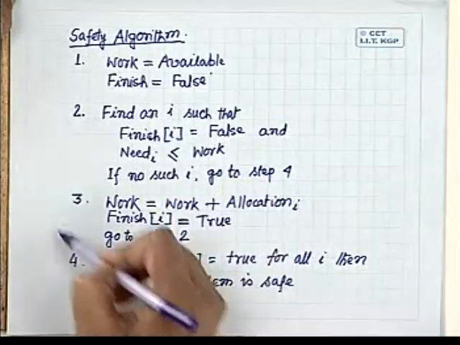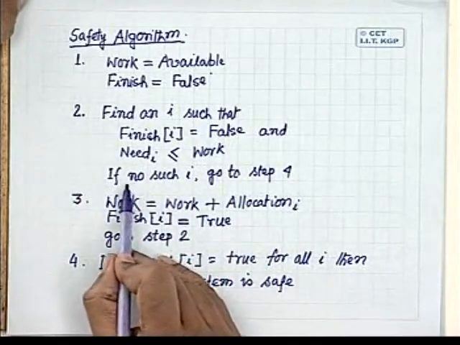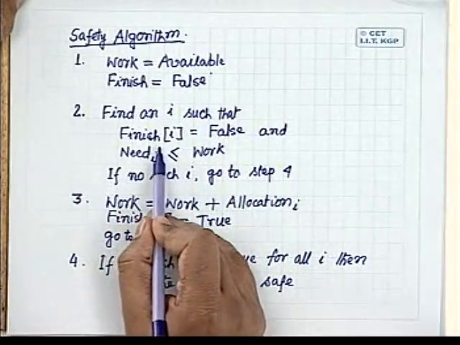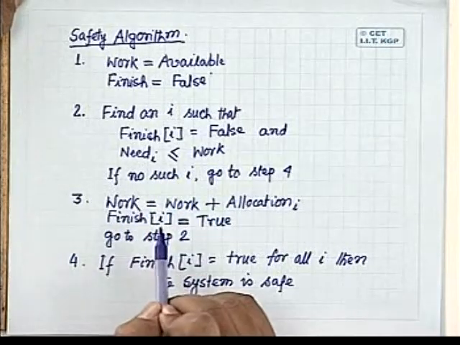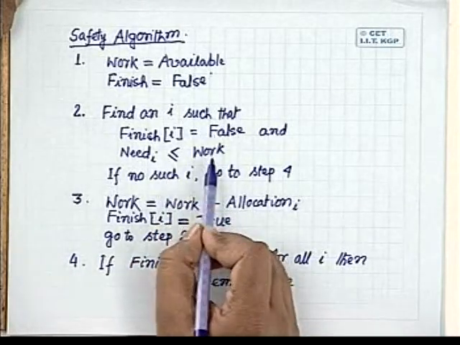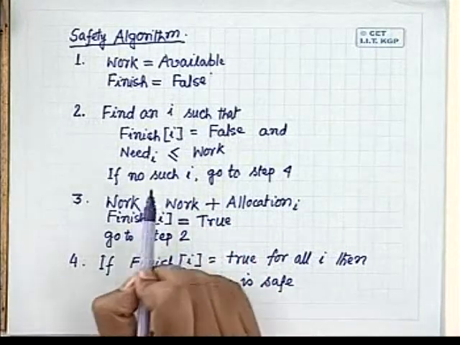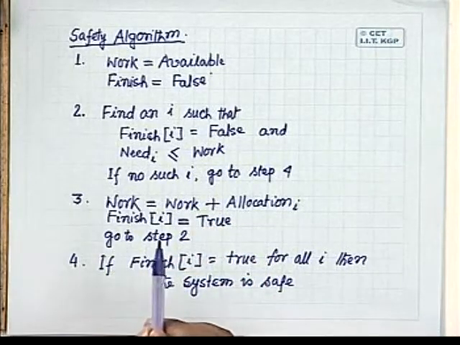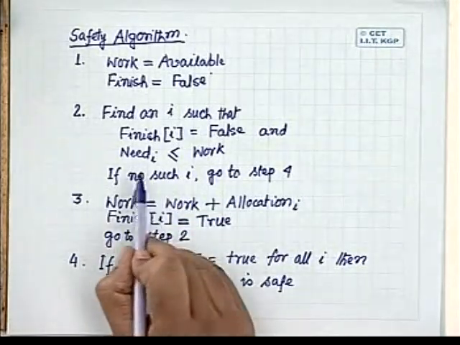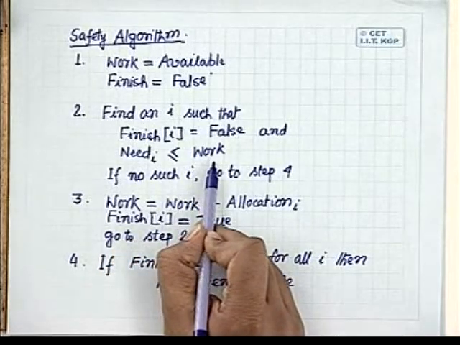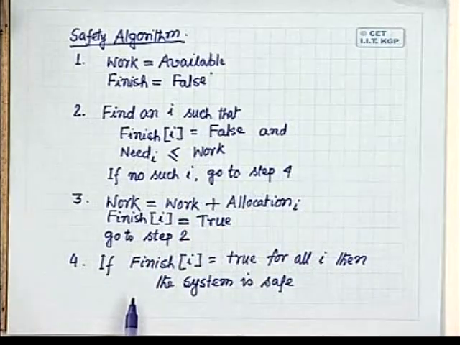Now this will have a number of loops. At some point, if I find that I cannot get any i for which need[i] is less than or equal to work and finish[i] equals false, this may happen for one of two reasons. Maybe finish[i] has become true for all components. That is one condition. The second case may be that finish[i] equals false, but need[i] is greater than work. Whatever be the case, we come to step number 4.